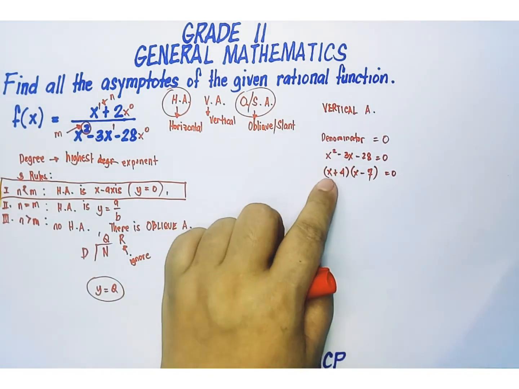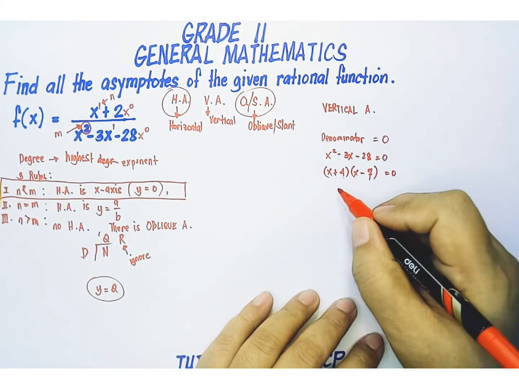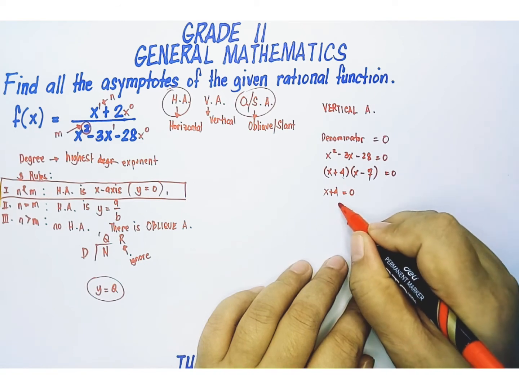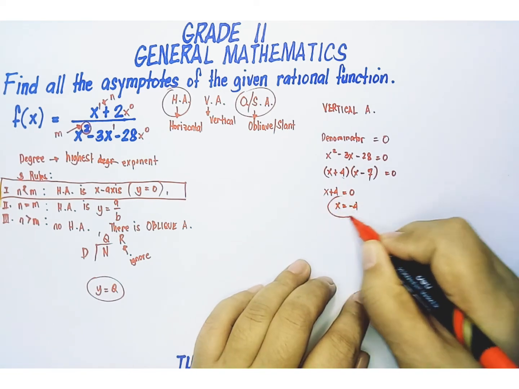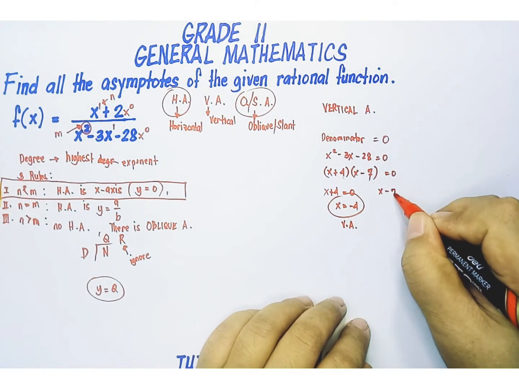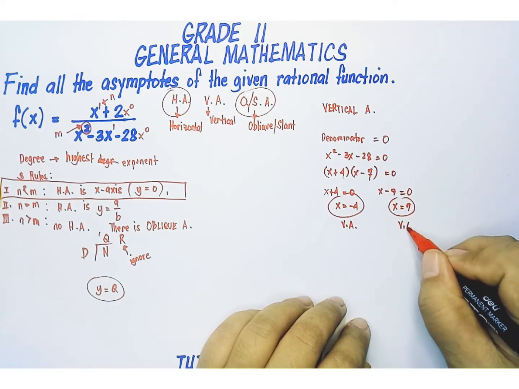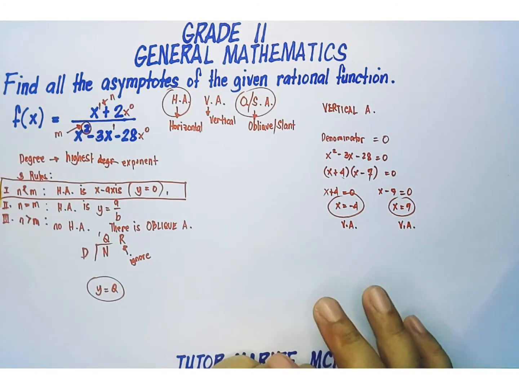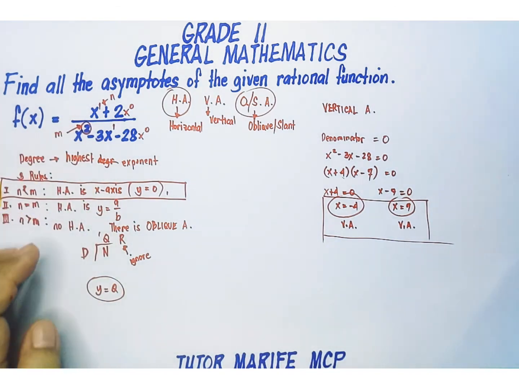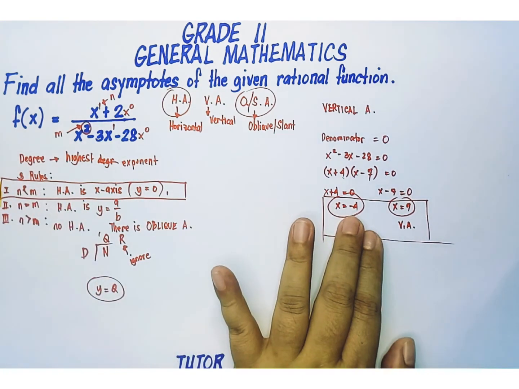Okay. After factoring the quadratic expression on the left, you set each factor to 0 and solve for x. So, first factor is x plus 4, set to 0 and solve for x. This is your vertical asymptote. Second factor, x minus 7, set to 0 and solve for x. This is your second vertical asymptote. Okay? So, for this given rational function, we have 1 horizontal asymptote and 2 vertical asymptotes.